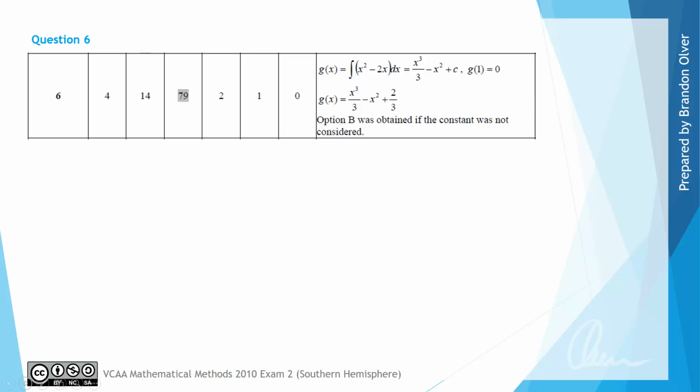In the examiner's report we can see that almost 80% of students got this question correct, so it was very well done in this exam. And option B was the most common incorrect response given, and that was obtained if the constant was not considered.